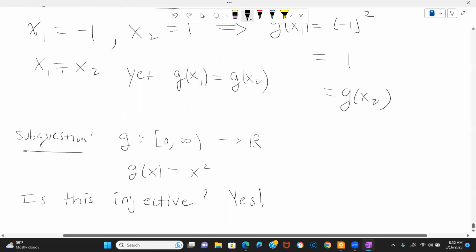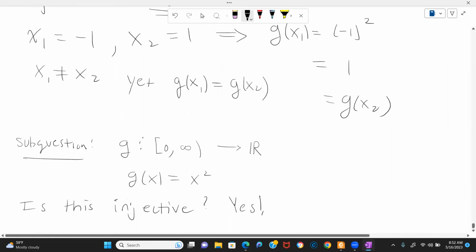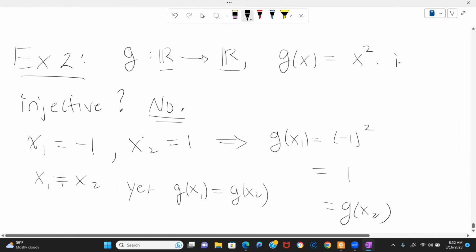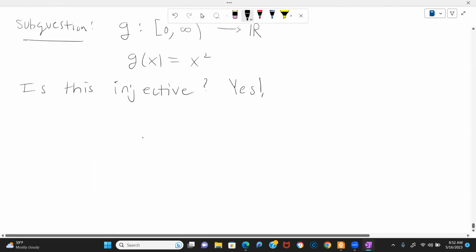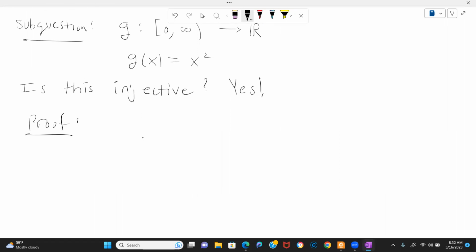Roughly the reason is that we don't have the problem of picking a number that's negative. The reason g is not injective with the domain equal to R is because I can take a number and its negative, and they get sent to the same point. That is not possible in this case. So let's actually prove that this is injective. The proof is going to look the same as above.